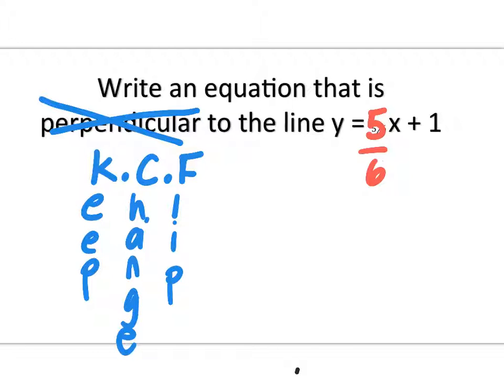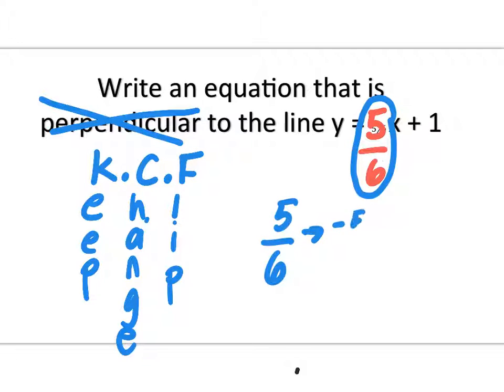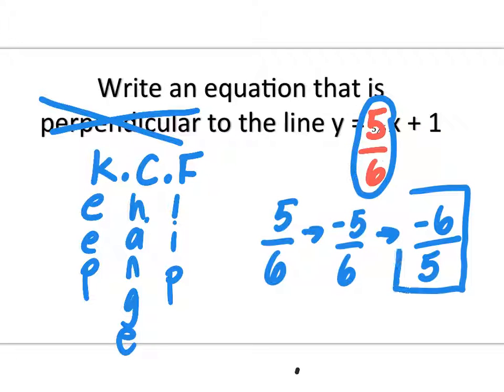So I'm going to keep my slope, which is 5 over 6. I'm going to change it to negative, and I'm going to flip it, negative 6 over 5. So all I need is that negative 6 over 5. So anytime you see perpendicular, it's KCF. You keep the fraction, you change it to negative, and you flip it.